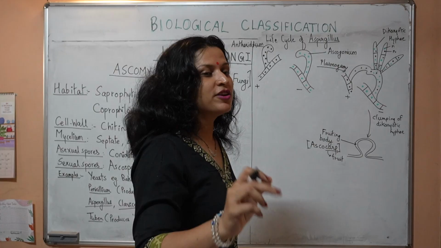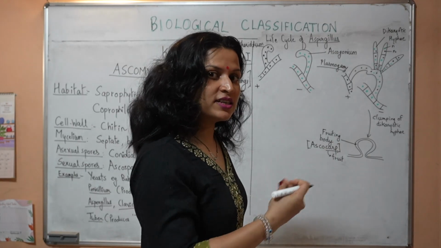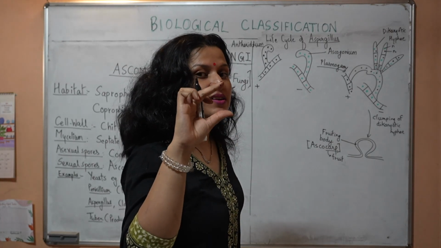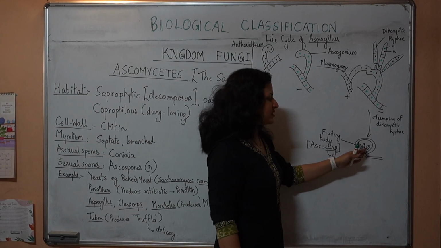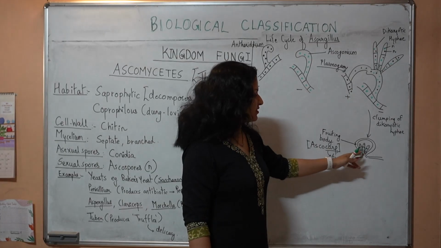What will be the fruiting body of mushrooms called, that we eat? Mushroom will be called a basidiocarp. Okay, we will see when we are doing Basidiomycetes. You can still see the dikaryotic hyphae inside this fruiting body.